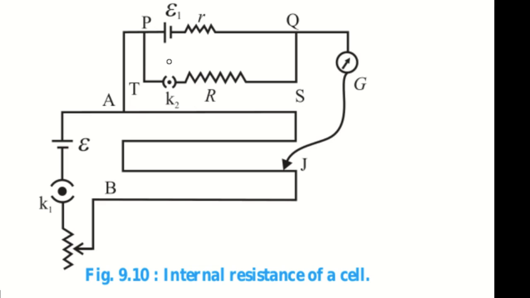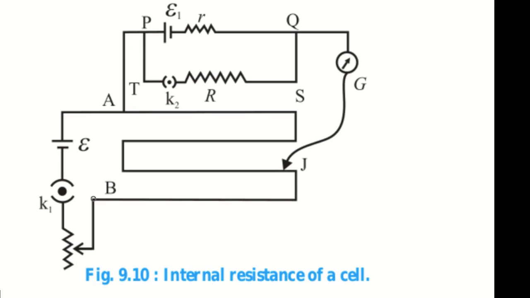So what is the internal resistance? We have seen in an earlier video also. Suppose here you can see a battery with EMF epsilon 1 and small r is the internal resistance. This means if we attach this battery, this much resistance is automatically added to this circuit. So we have to find it out using the potentiometer.